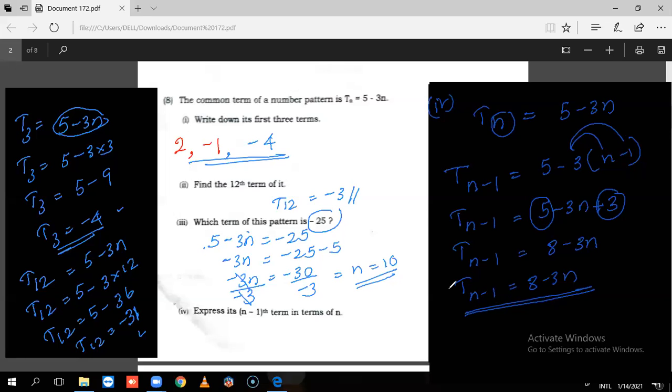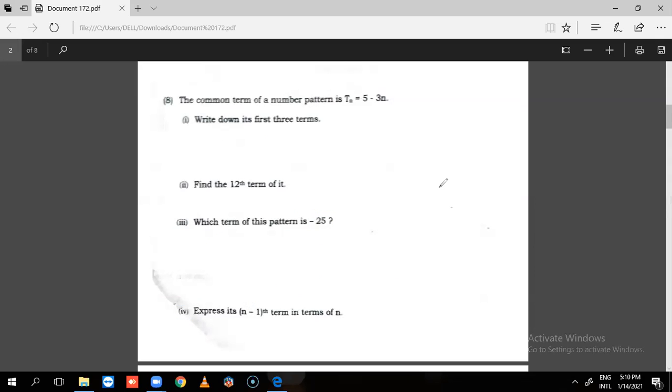Now you have the n minus 1 term. Shall I clear now? Okay, teacher. All of you okay? Finished. Right. If not, tell me. Right. Now we have to go to the next question.